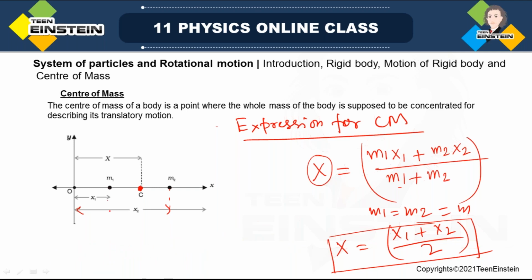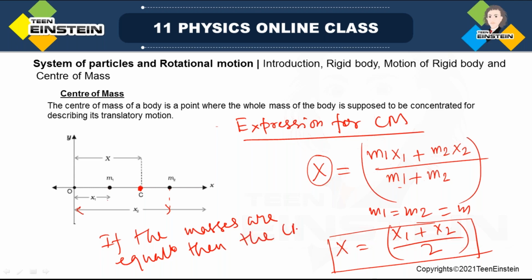So if the masses are equal, then the center of mass is at the middle of the objects, or masses, at the middle of the masses.